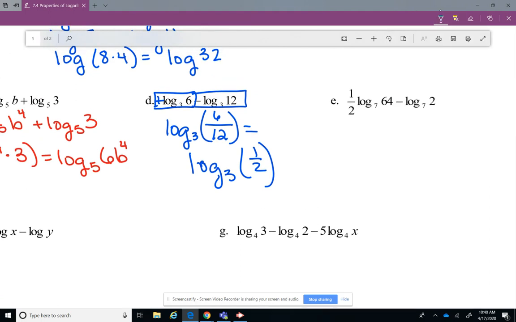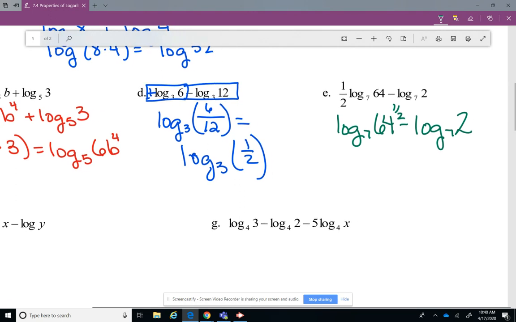All right, do you see automatically it has this 1/2 here? I can't have that there. I've got to move that. I cannot have a coefficient when I start trying to condense a logarithm into a single logarithm. So we're going to do log base 7 of 64 to the 1/2 minus log base 7 of 2. Take each step and do it one at a time.